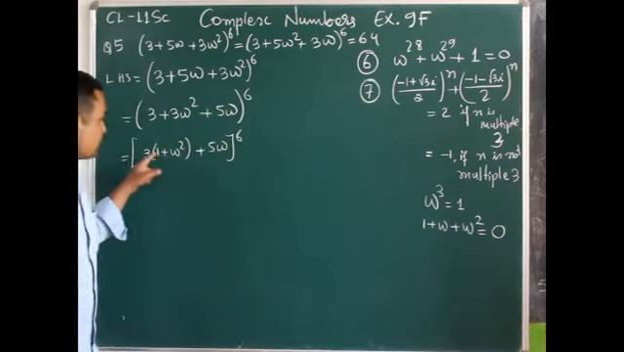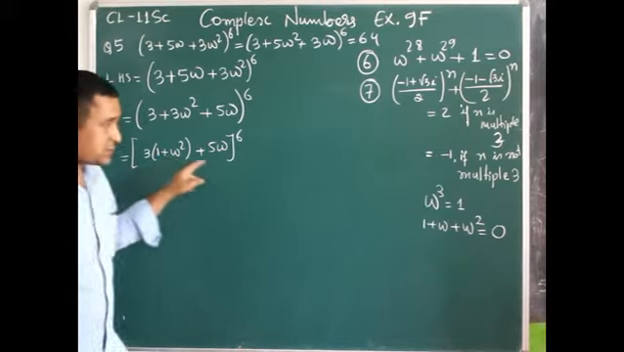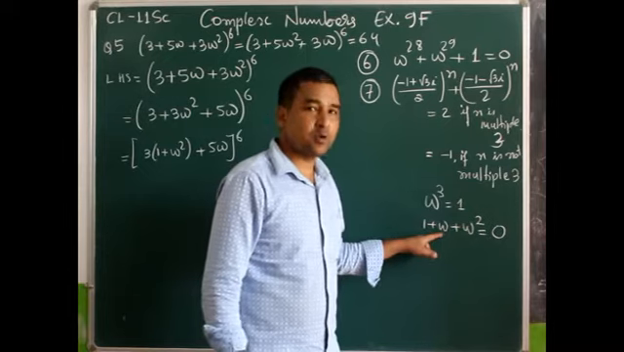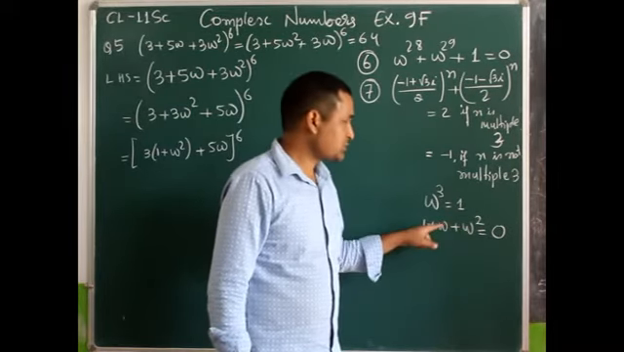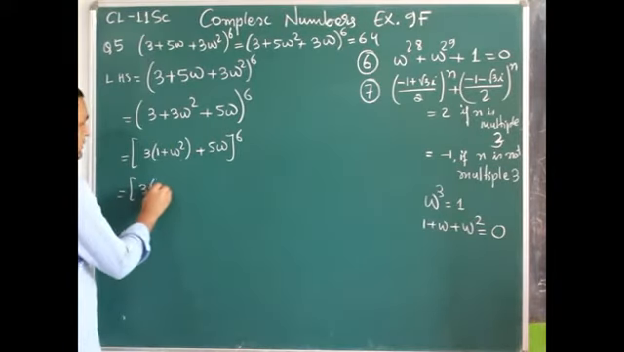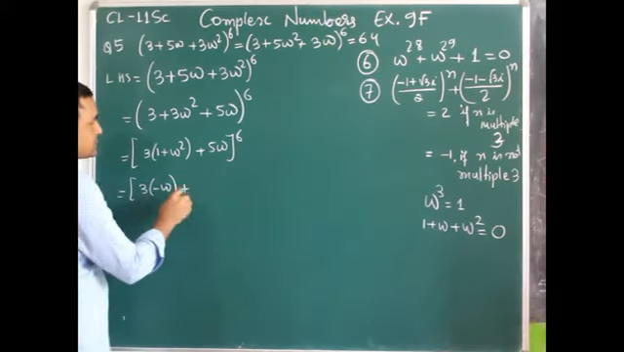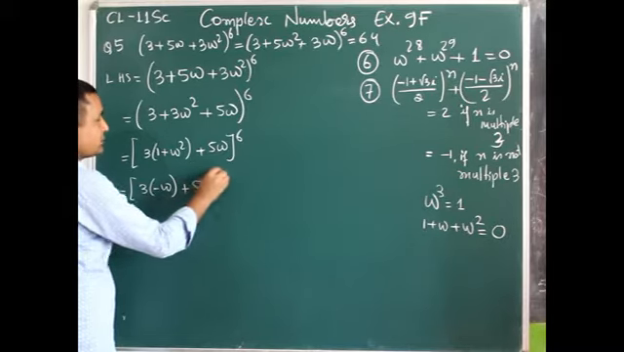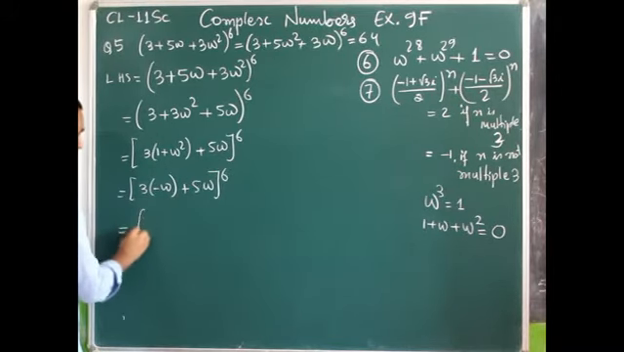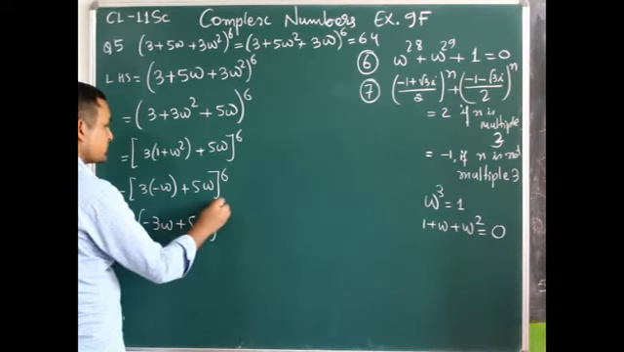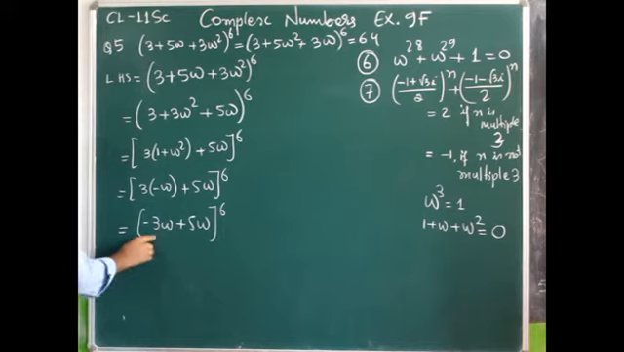Now let's get the value of 1 plus omega square. 1 plus omega square equals minus omega. So 3 times minus omega, plus 5 omega, the whole to the power 6. Now this is minus 3 omega plus 5 omega, to the power 6. Now they are like terms, the difference is 2 omega, to the power 6.